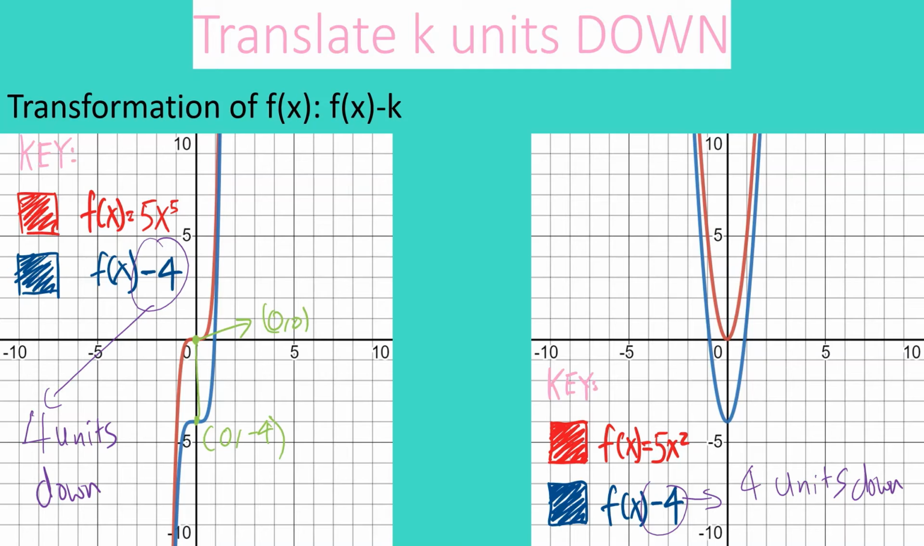Let's look at the origin, 0, 0, and 4 units down gets us to 0, negative 4. So that shows, again, translating 4 units down.